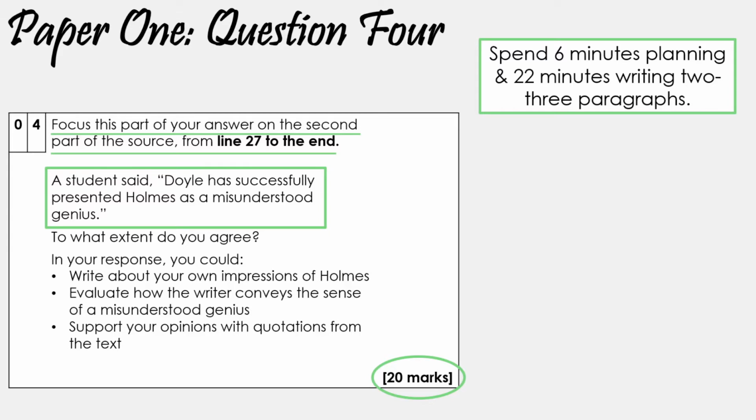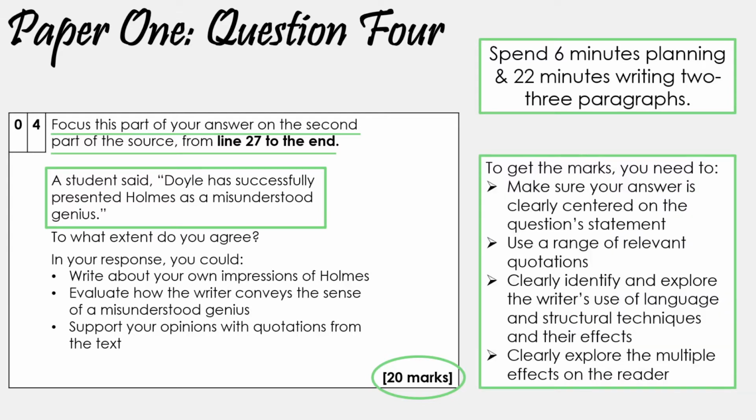I'd recommend that you spend 6 minutes preparing and planning the answer and 22 minutes writing the response, and you should be aiming to write 2 to 3 paragraphs in that time. So in order to get the marks, you need to do 4 things. You need to focus your entire response on the statement in the question. Everything that you write must be a clear response to the statement in the question. Do you agree with it or not, and why? Using this example question, everything that I write would be about whether Holmes is in fact a misunderstood genius, and what the writer has done to ensure that this fact is clear to me, the reader.